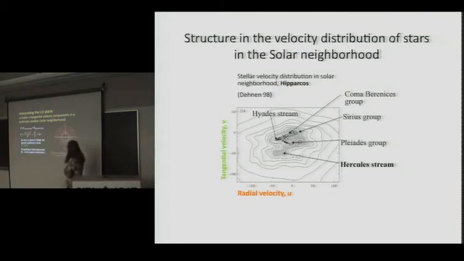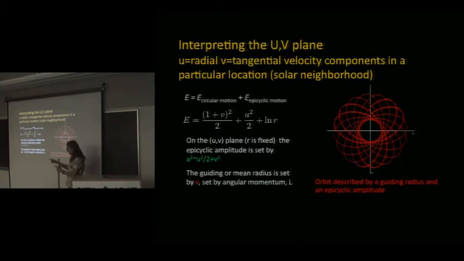So how do we, this velocity field, I call it the UV plane, where U is the radial and V the tangential velocity component. So how do you interpret that in terms of orbit structures? Well, you can take the energy of an orbit and divide it up into circular motion and epicyclic motion. If you have an orbit with epicyclic oscillations, it looks like this.